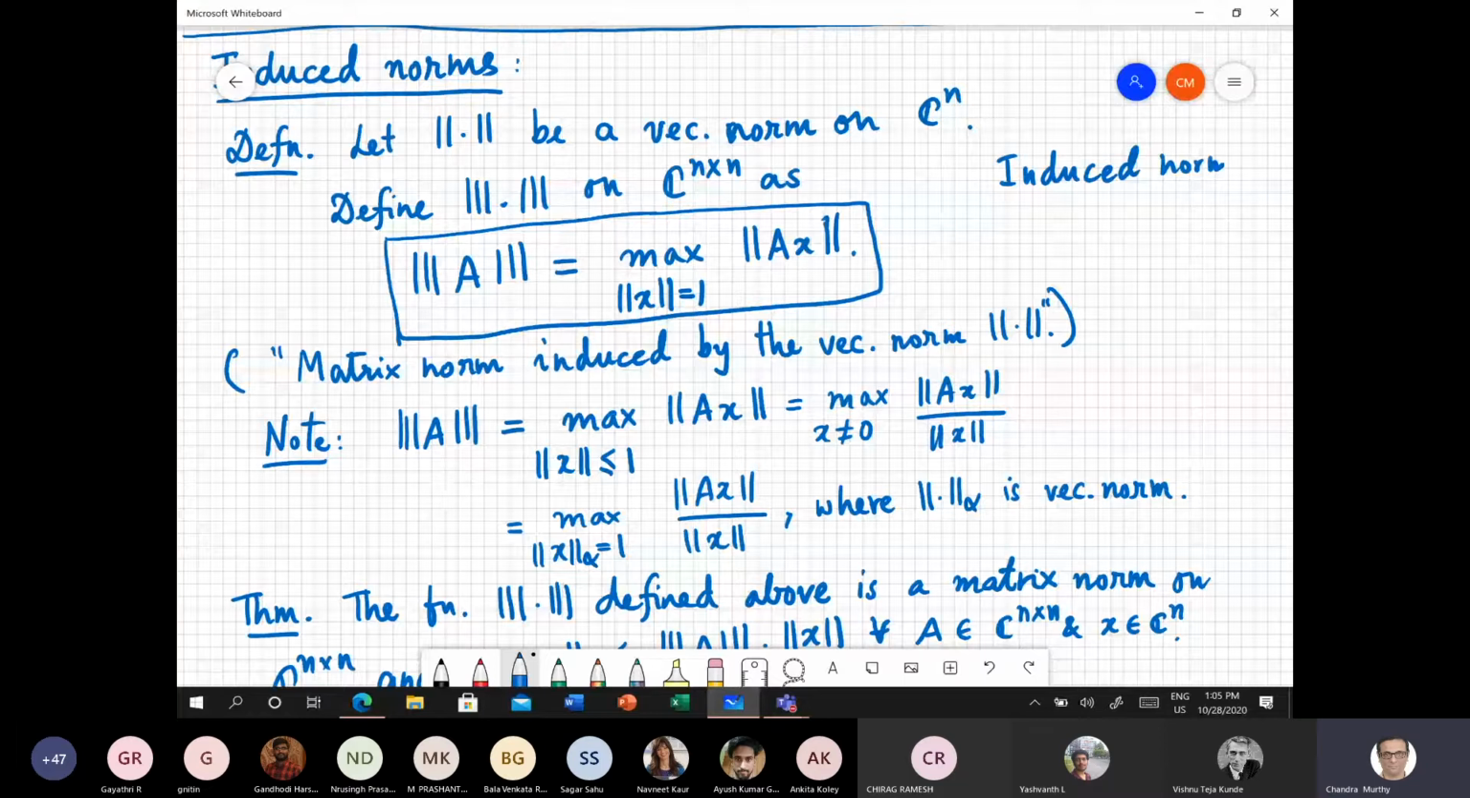Sir, this definition of induced norm is valid for all types of vector norm? Yes.